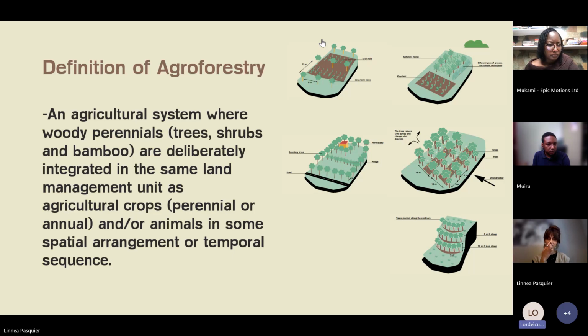So about agroforestry, I've given a definition there, that it is an agricultural system where woody perennials, these woody perennials are trees, shrubs, and bamboo, are deliberately integrated in the same land management units as agricultural crops, that is perennial or annual crops, and or animals in some spatial arrangement or temporal sequence. But the keyword here is deliberate integration of these trees in croplands.